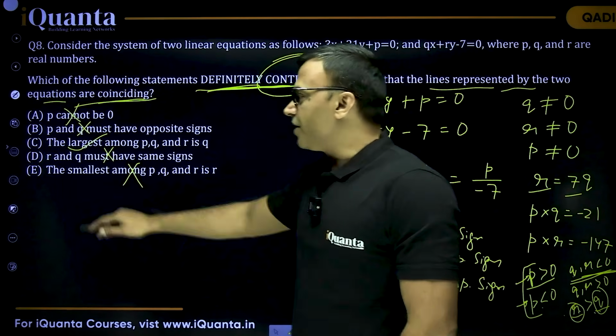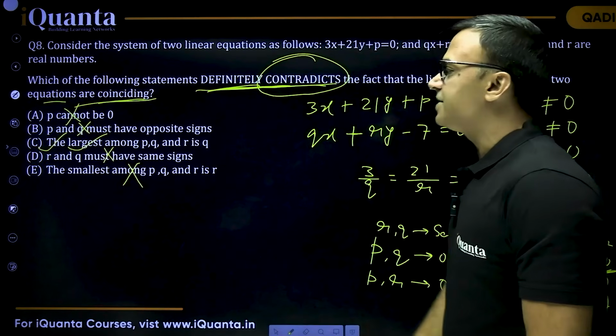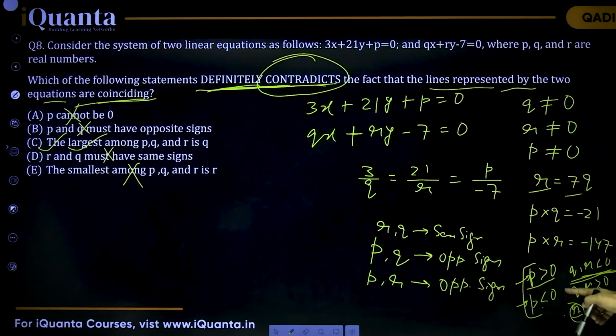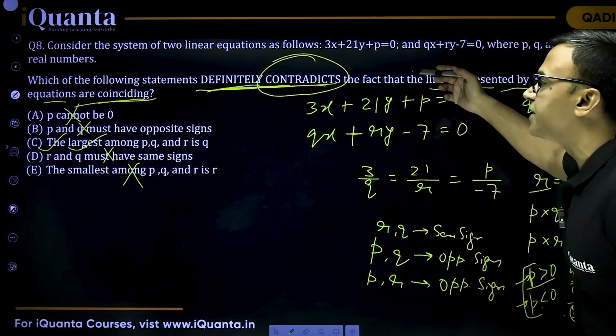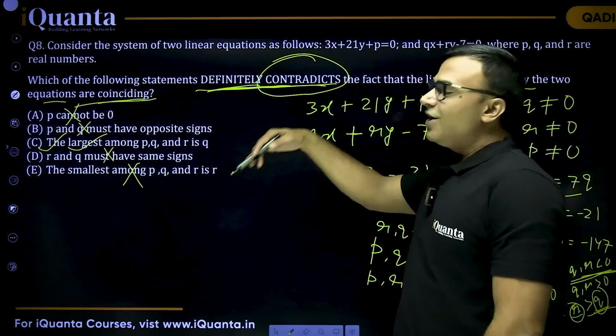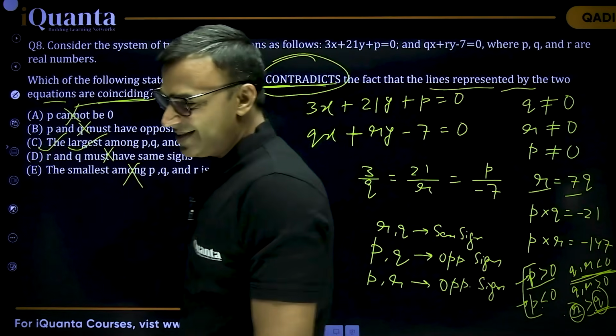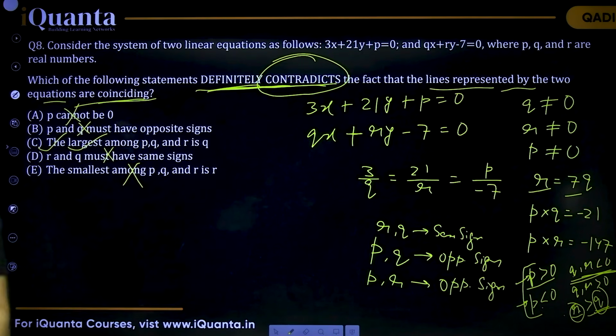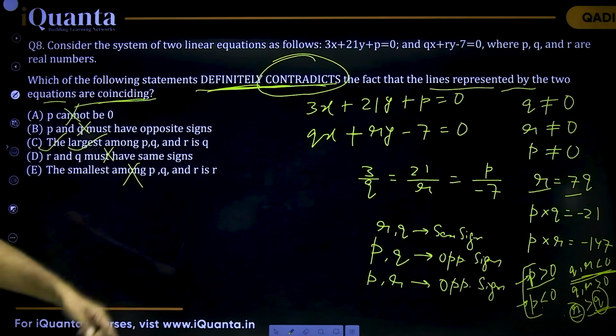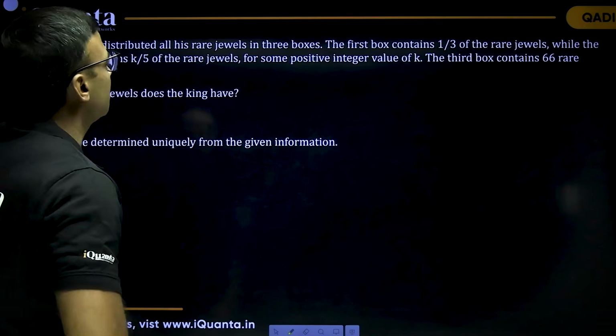So the definite contradiction is option C. The largest among PQR is Q, whereas we have got Q is not the largest, which will support this. So Q is largest will contradict this, right? So that's the tricky part of this question. Answer is option C.